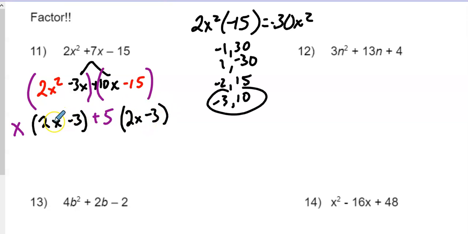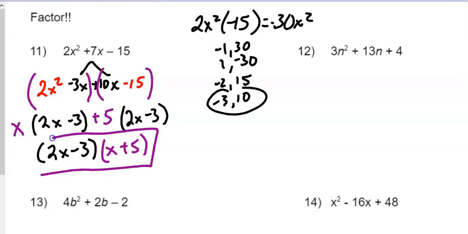In parentheses in black here, are they the same? Yes, they are. That's my little checkpoint. And what's left over is the GCF, the x plus 5. And again, when in doubt, you can distribute this together, FOIL it, multiply, see if you come up with the original. You can always check your answers with factoring. That's what's really nice with that.